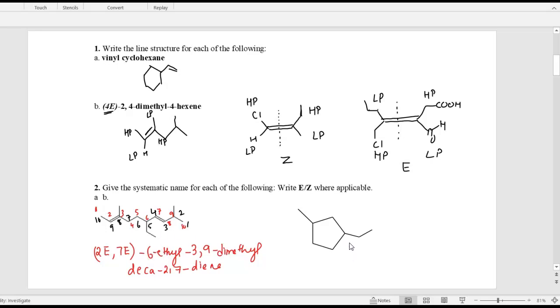Now this one is much simpler, so you can start numbering this from the side. 1, 2, 3, 4, 5. So you have 1-ethyl, 3-methyl, cyclopentane.